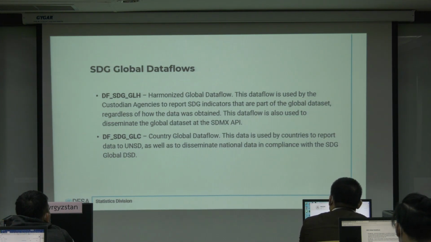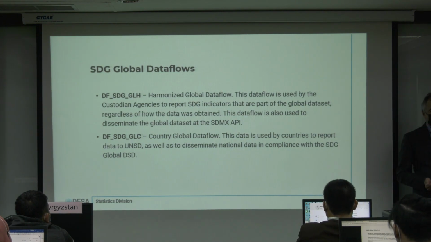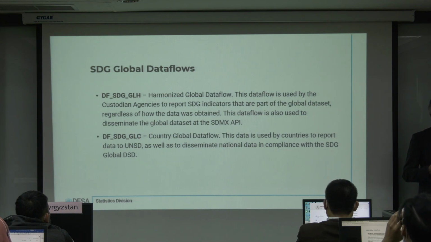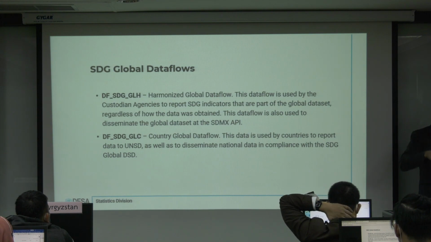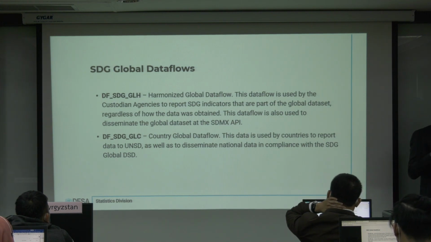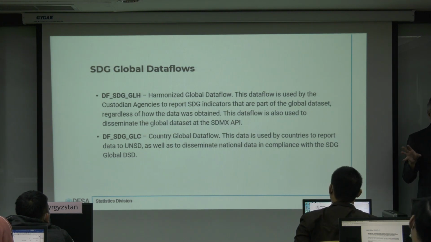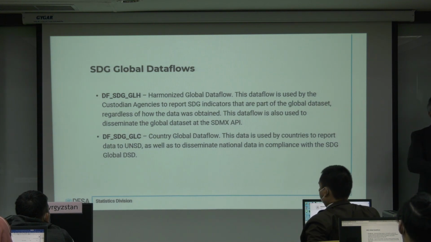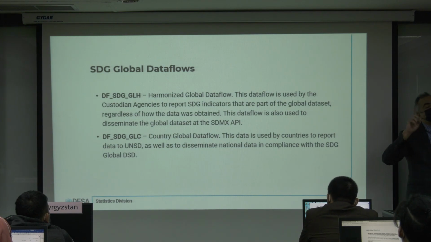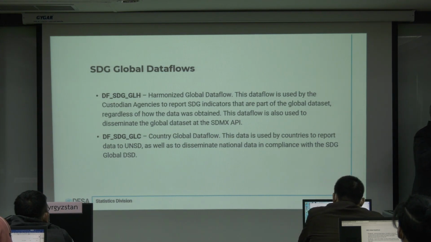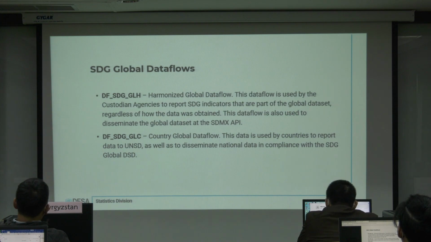But then you can create your own national DSD and national data flow. And typically the national DSD will be a superset of the global DSD. It will have all the global indicators plus your own national indicators, which are not part of the global framework. And you can use this data flow to report all of your DSD. Just not report. You cannot report using national DSD. Disseminate all of your global and national indicators together on this data flow.